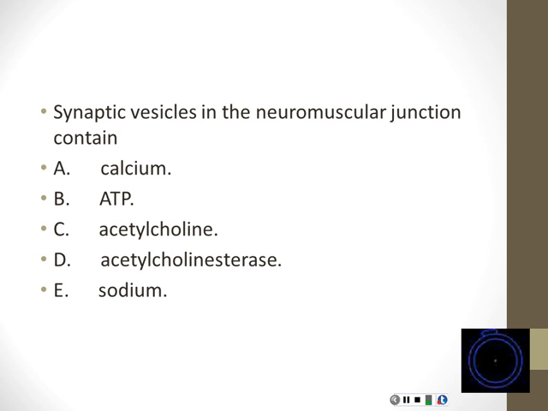Now, D, acetylcholinesterase, is found in the cleft, but it's not found in the vesicles. And what acetylcholinesterase does is it destroys acetylcholine so its effects are transient. In other words, so that at that neuromuscular junction, the signal can be sent and then stopped. The acetylcholinesterase stops the signal.